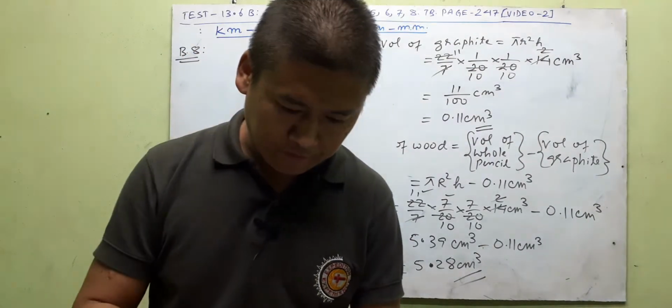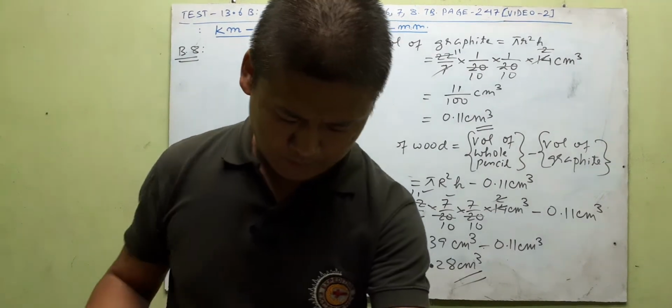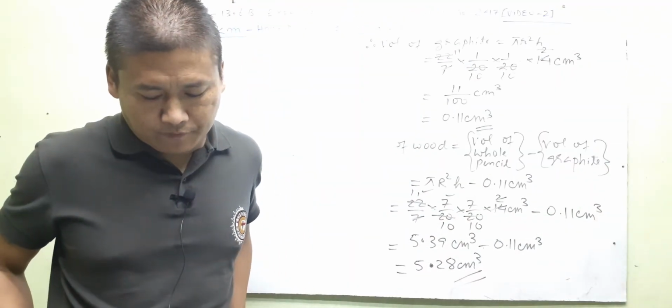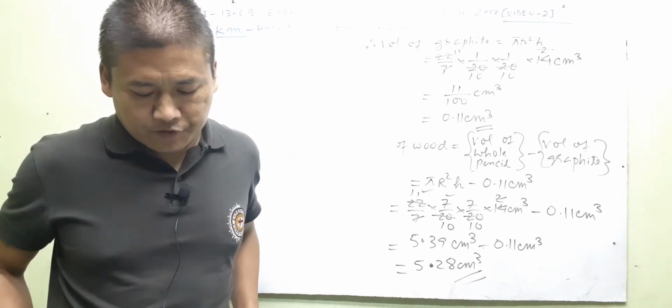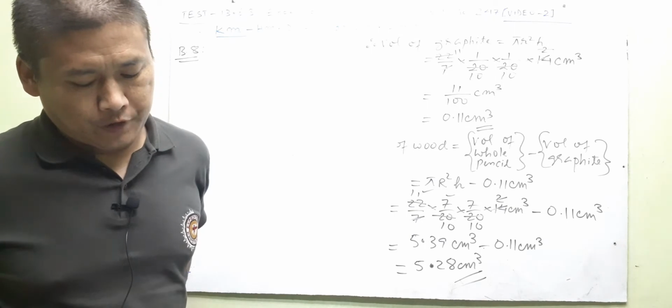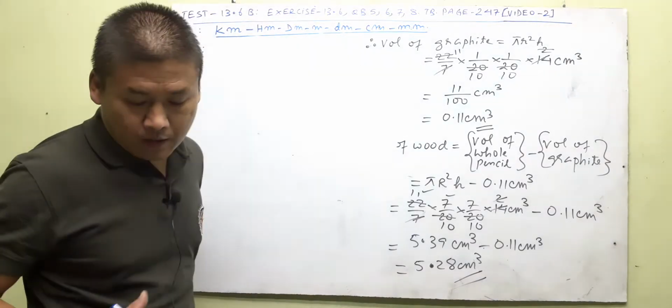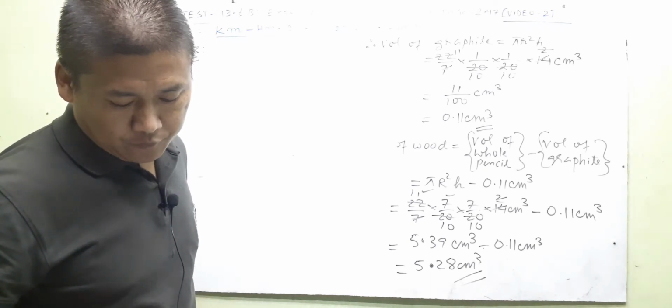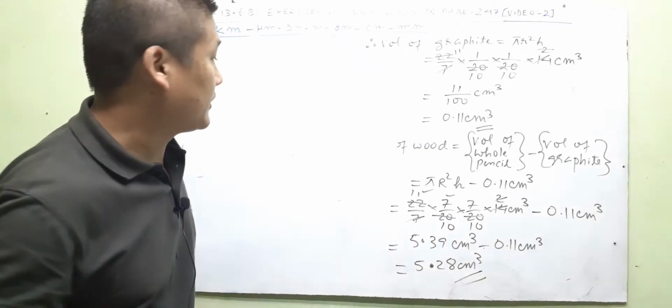Let me read the question for us. B8. A patient in a hospital is given soup daily in a cylindrical bowl of diameter 7 centimeter. If the bowl is filled with soup to the height of 4 centimeter, how much soup should the hospital have to prepare daily to serve 250 patients?